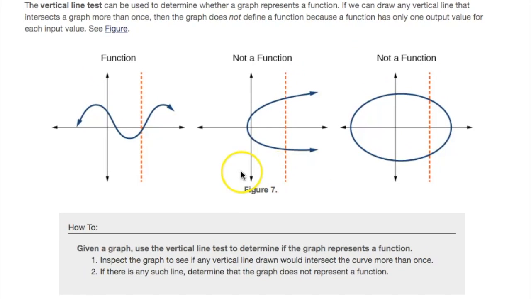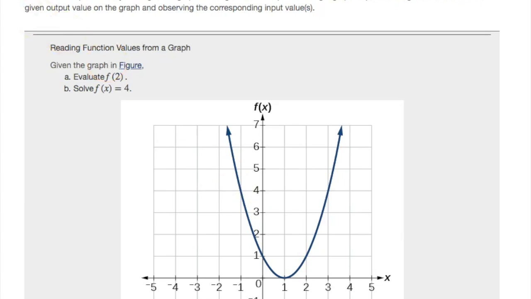So let's look at these figures here. In this graph, any vertical line that is drawn through this graph will just intersect the graph in one spot. However, in these two examples, a vertical line drawn here will cross the graph in 2 spots. So these two do not represent functions.